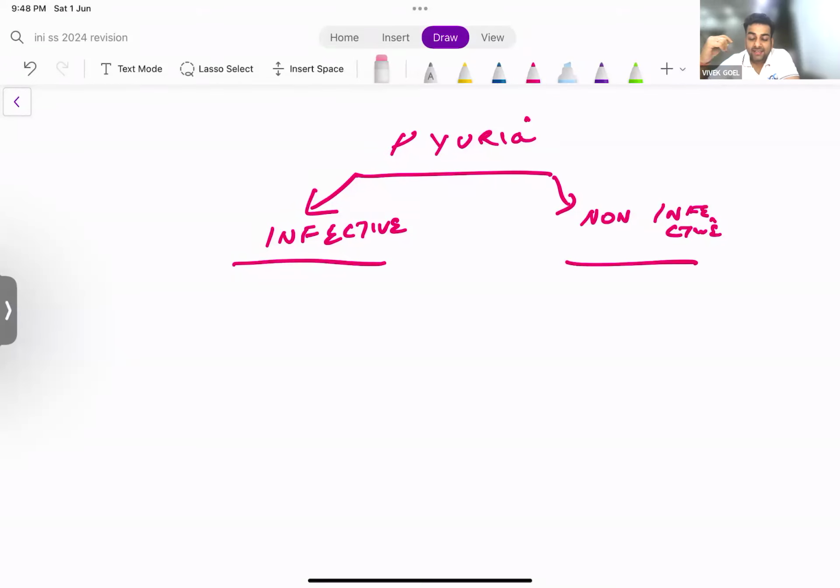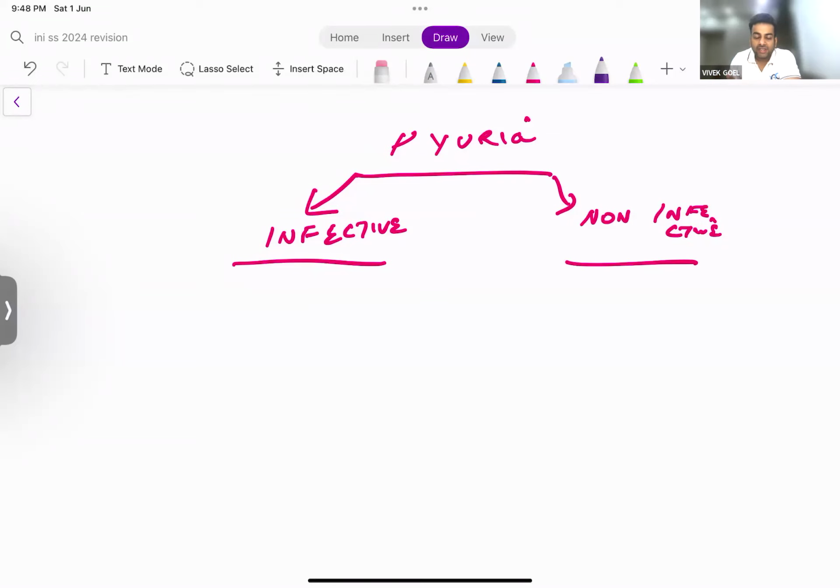Then they say, sir, there are 15 pus cells in my urine. There are 10 pus cells in my urine. Do you have any symptoms? No, sir. Is your urine culture positive? No, sir. So first of all, you have to understand that all pyuria is not urinary infection.